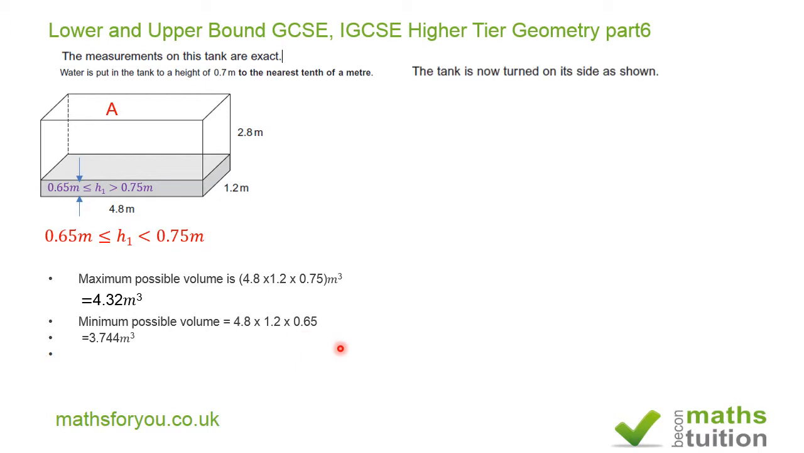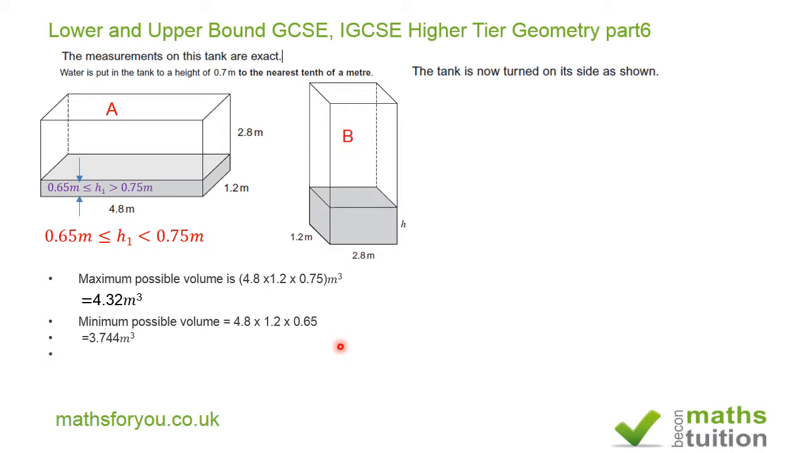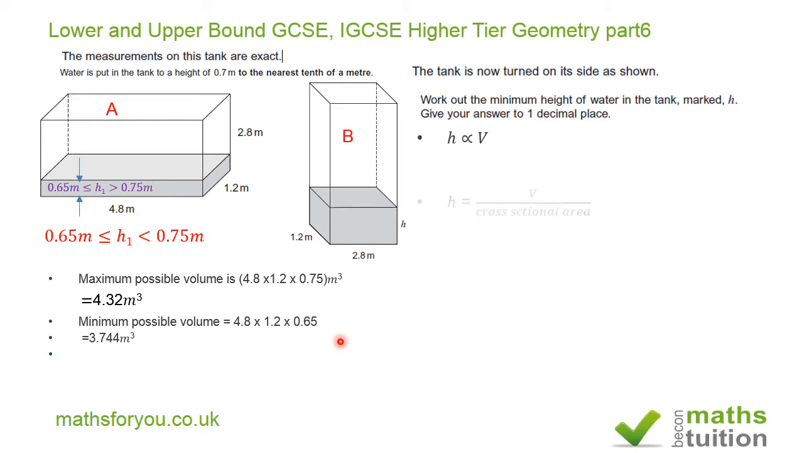Now moving on, it then says the tank is now turned on its side as shown in position B, and then it says work out the minimum height of water in the tank, h, and give your answer to one decimal place. Right, now the height is proportional to the volume. So height is equal to the volume divided by the cross-sectional area.